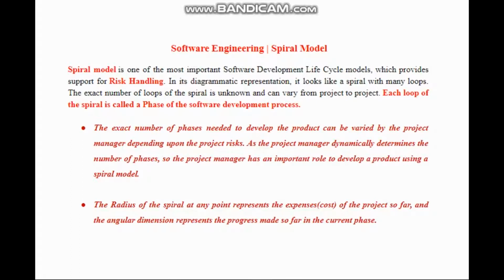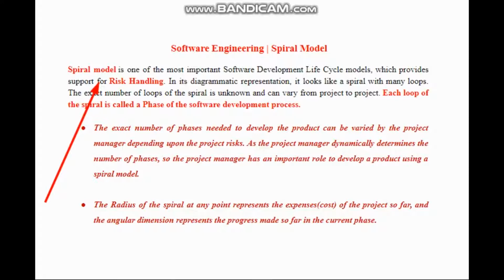In this session we are going to see about the spiral model. In the last session we have seen so many software process models. In this session I'm going to tell you some information about the spiral model. The spiral model is one of the most important software development models, right? It is one type of evolutionary development process.